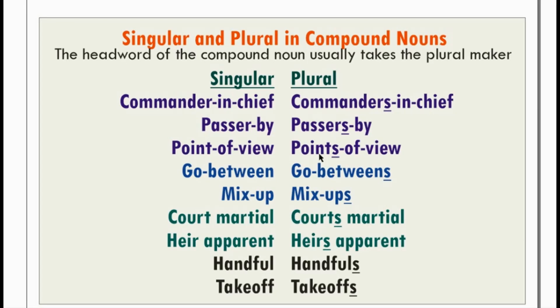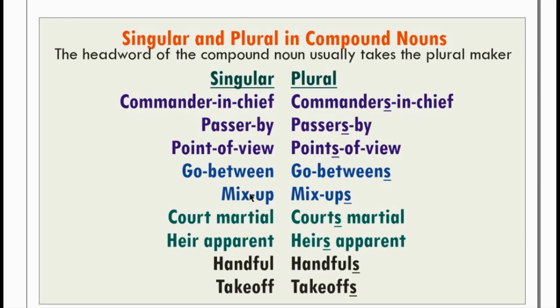Now, I put these compound nouns in different colors because I want to differentiate some things about them. Now, the first 5 compound nouns are hyphenated compound nouns. That is, they have a hyphen in between. And the first 3 begin with nouns. And these nouns that begin them are the head words. So we just change those nouns to plural.